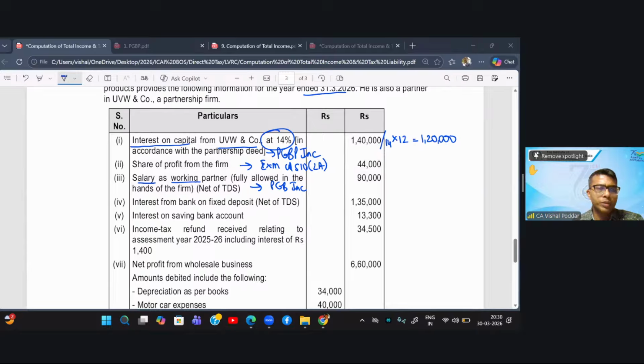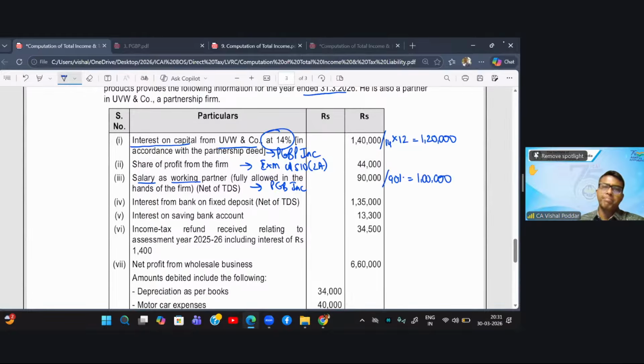Yes, very good, Arun Sagar. So what is the TDS rate? It is 10%. It means this amount which is received by you is 90%. So how much amount you will consider in your PGBP head? 1 lakh. And the 10%, that is 10,000, will go to TDS, which will be deducted from your final tax liability.